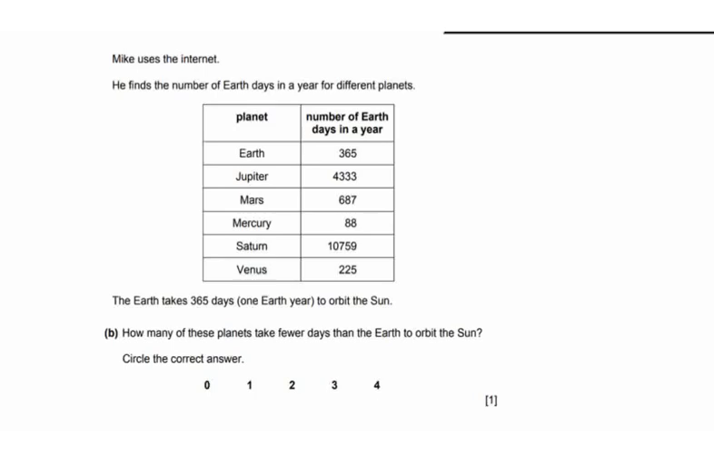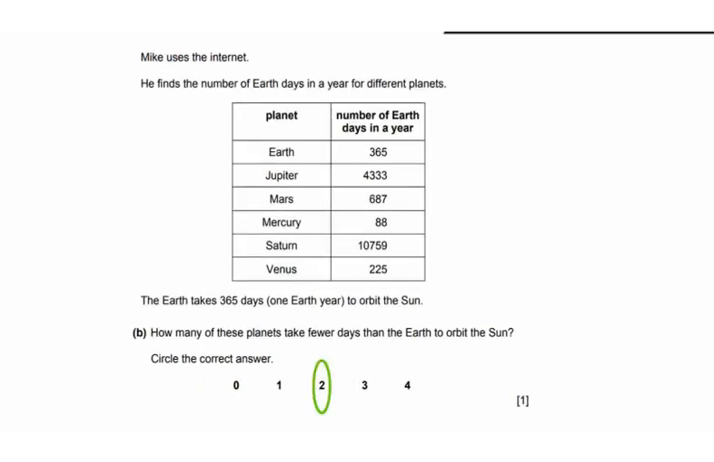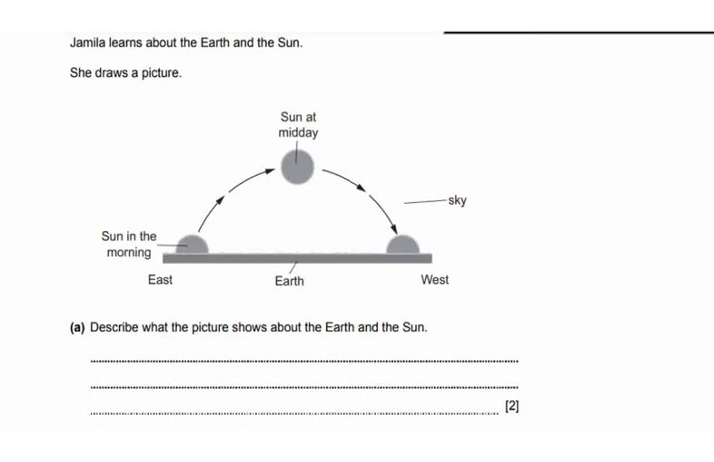The answer is 2. Fewer than the Earth's 365. We have Mercury, which is 88, and Venus 225. These two are fewer than 365. So these two planets take fewer days than the Earth to orbit the Sun. Mercury and Venus.